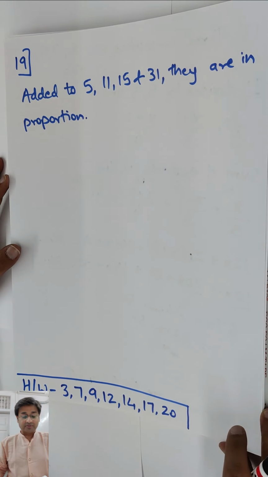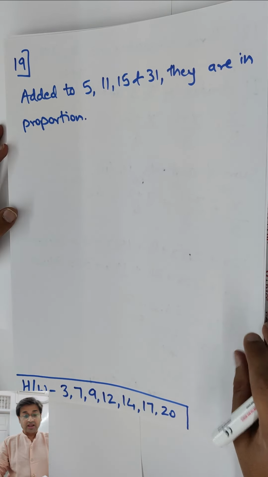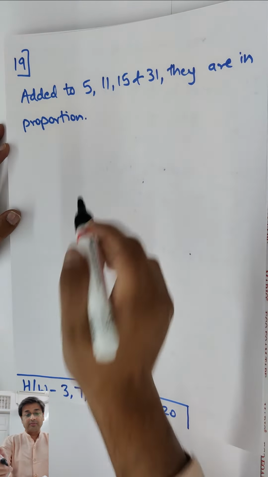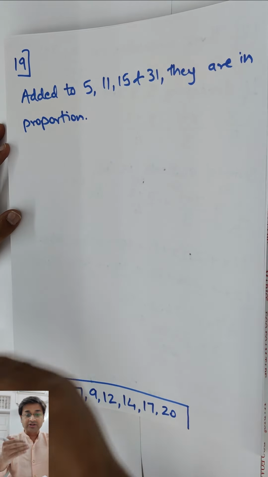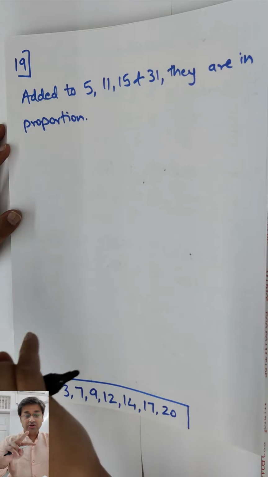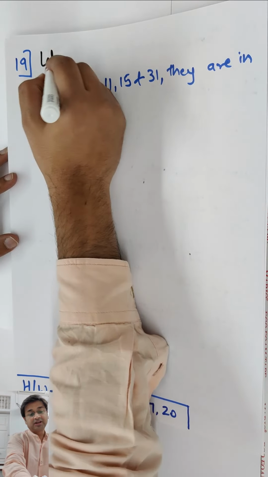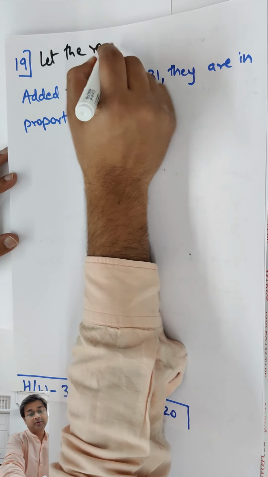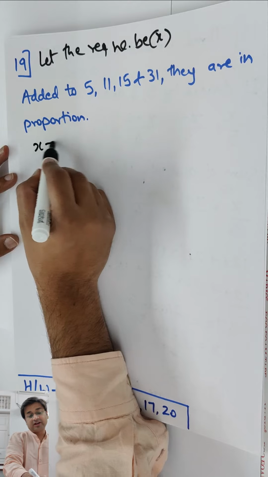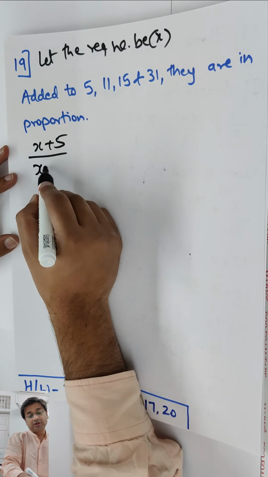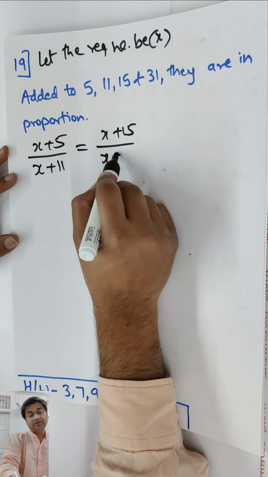Last question, sum number 19. Okay, 20th also is there, not last. A particular number is added to these, and they are in proportion. Proportion means one ratio equal to the second ratio. So you say, let the required number be x. Added to 5, that means x plus 5. Added to 11, so x plus 11, equals 15 and 31.